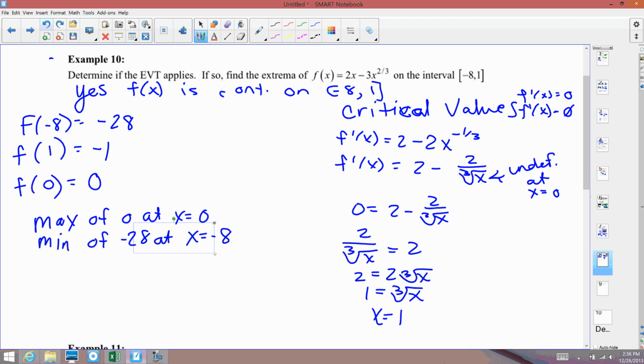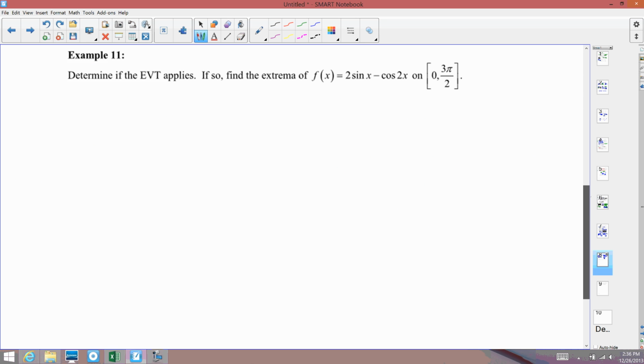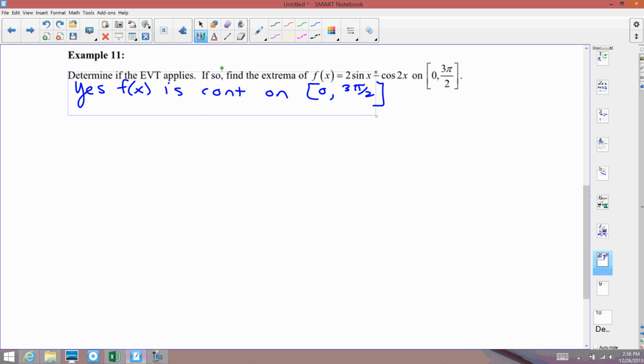All right, so let's continue. Example 11. First, does the EVT apply? Yes, the EVT applies. F of x is continuous on this closed interval from 0 to 3/2 pi. Next, don't forget to start your candidate list immediately. We have our endpoints here, and we need to find our critical values. Critical values, remember, are where your derivative is equal to 0 or it's undefined.